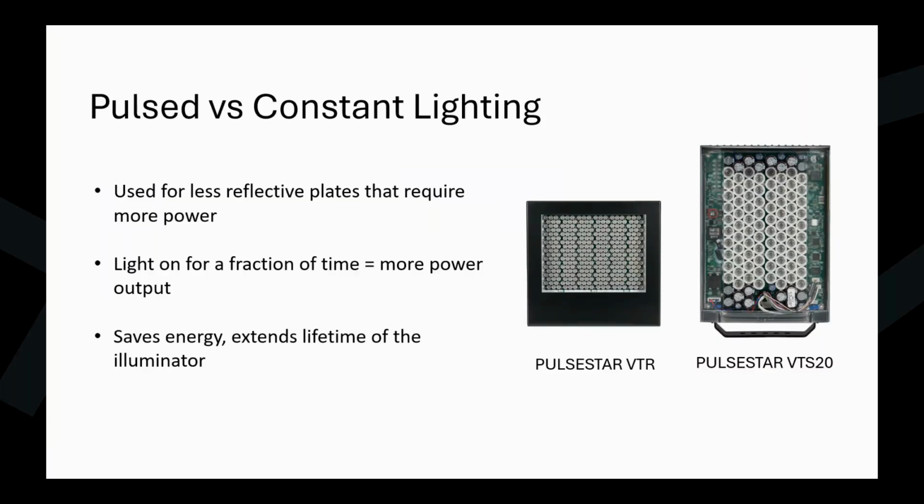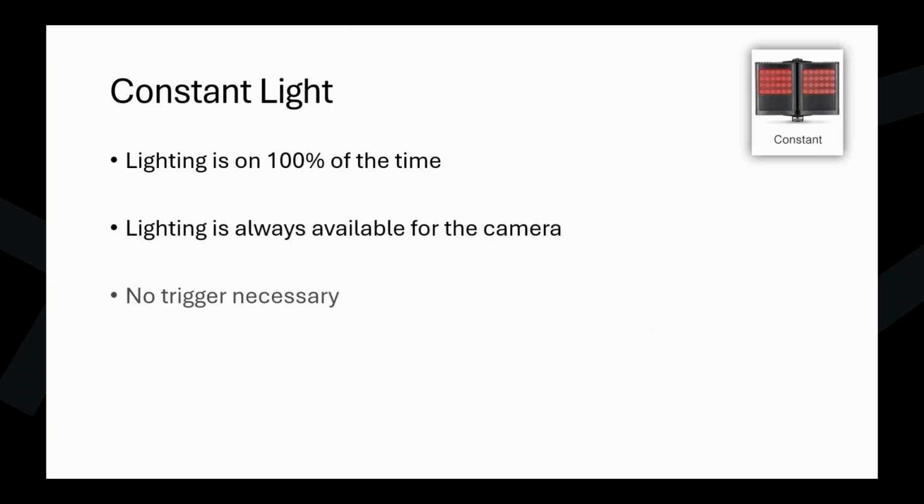So what does that actually look like in real terms? So for constant output, you have a product that's on 100% of the time. Lighting's always available to the camera, no trigger necessary, and obviously it's easy to set up. Essentially, if you're having it operate via photocell, it can be nigh on plug and play.